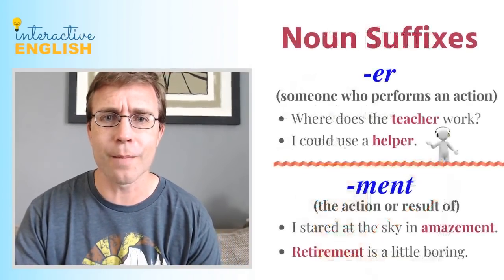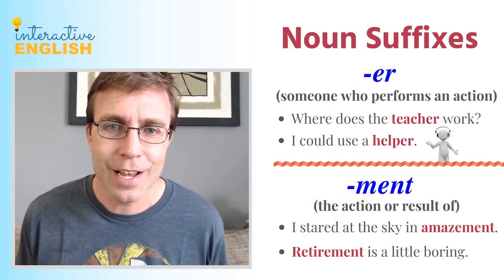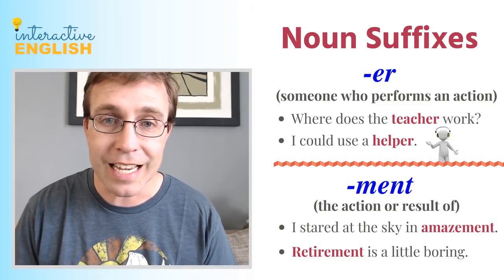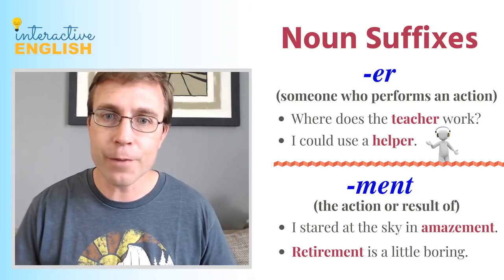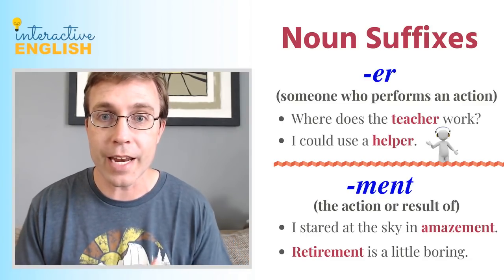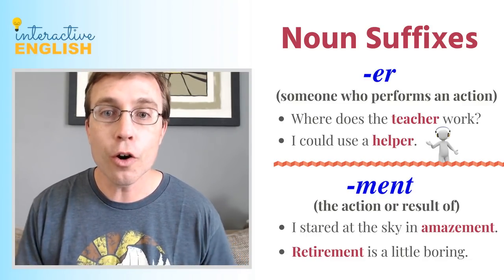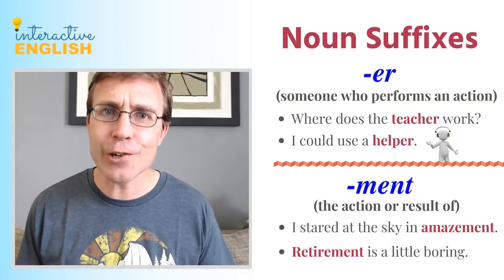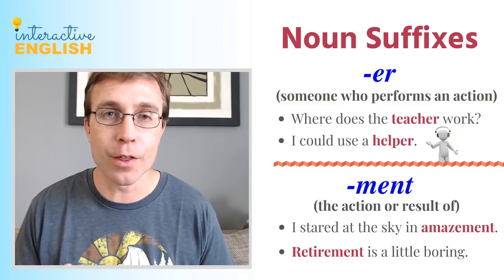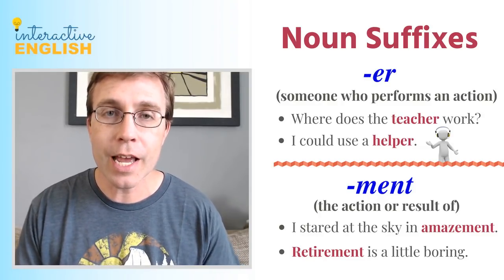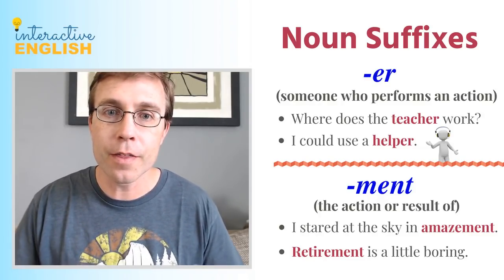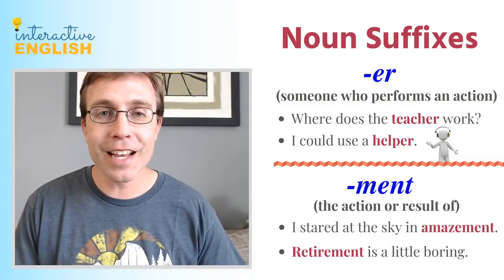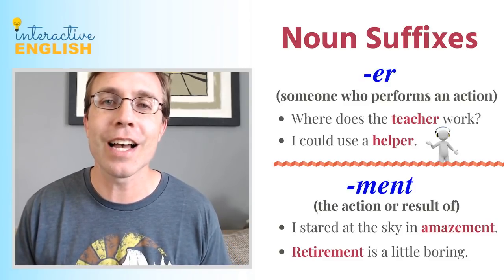Let's look at some noun suffixes. So here are the first 2 that I have for you. We have the er suffix. And if you see this, it's just creating a noun, a person who performs an action. For example, say, where does the teacher work? So you have the word teach, the base word, and we add that er, then we have teacher, a person who teaches. The next example, I could use a helper.